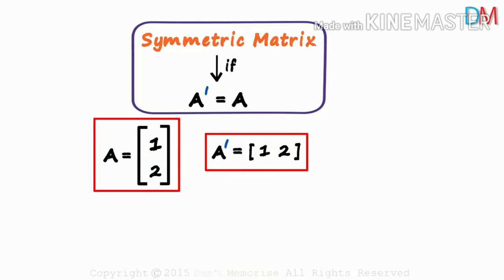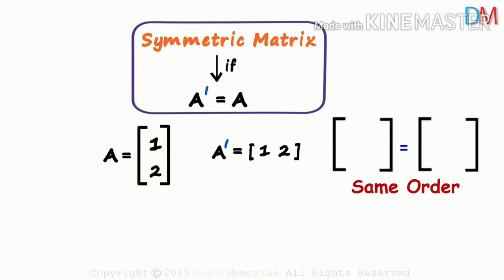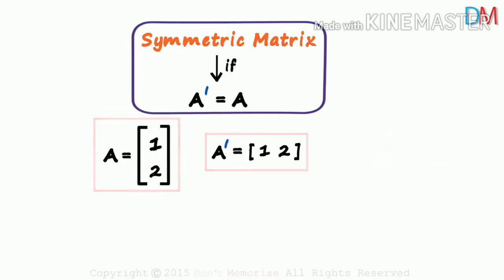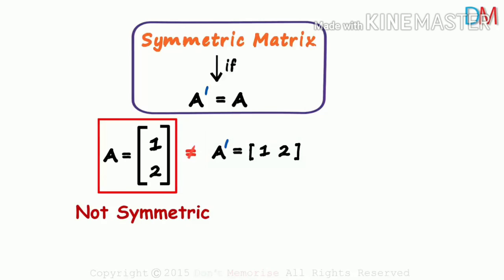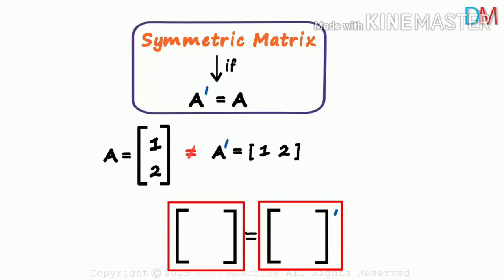Are they equal? When are two matrices equal? Do you remember equality of matrices? Two matrices are equal if they're of the same order and if their corresponding elements are equal. Here the orders are different. The order of A is 2 by 1 and that of A transpose is 1 by 2. They are not equal. Because A transpose is not equal to A, we say that A is not a symmetric matrix. That's how easy it is to find out if a matrix is symmetric or not. We find its transpose and check if it's equal to the original matrix. If not, then the matrix is not symmetric.